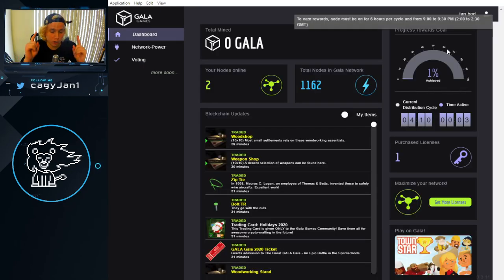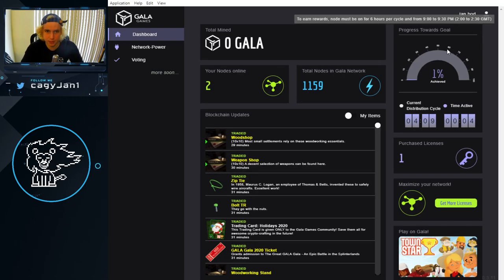Now, something very important: to earn rewards, your node must be on for 6 hours per cycle. My cycle ends at 9:30 p.m. EST, so by 9:30 p.m. I must have done at least 6 hours during the day for me to get the reward. Your node doesn't have to be online when the distribution happens. You just need to clock in 6 hours. You can see it right here, progress towards goal. As soon as it hits 100%, you can go offline and you'll get your reward. What I do is that I leave my node on all the time. I have a computer that is always on, so I don't have to worry about that.